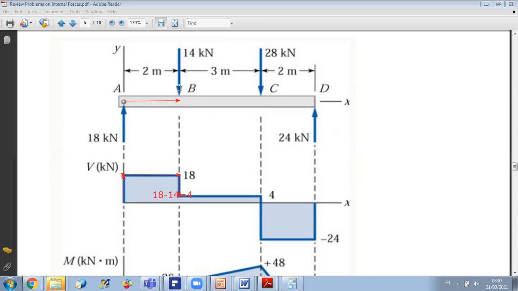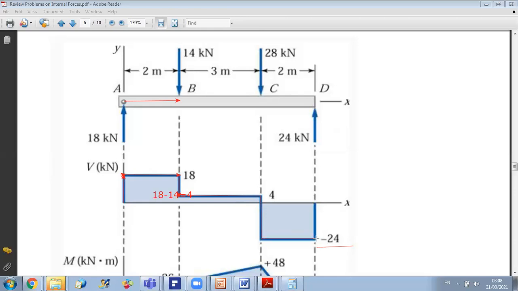Now, from B to C, no change. We don't have any load, so V will remain constant. Now, at point C, we have a downward force of 28 kilonewton. So we will move downward a value of 28. 4 minus 28 will give us minus 24. Then from C to D, no load, so V remains constant.